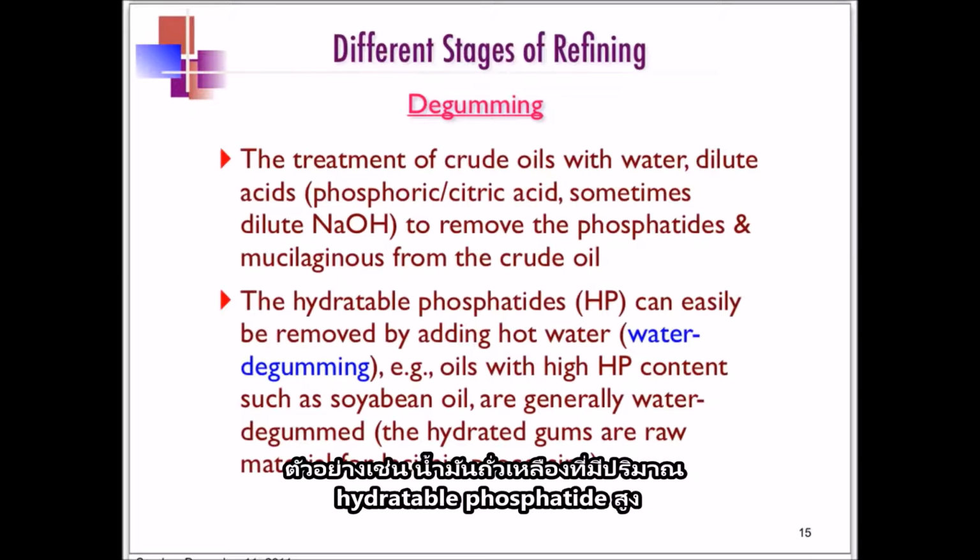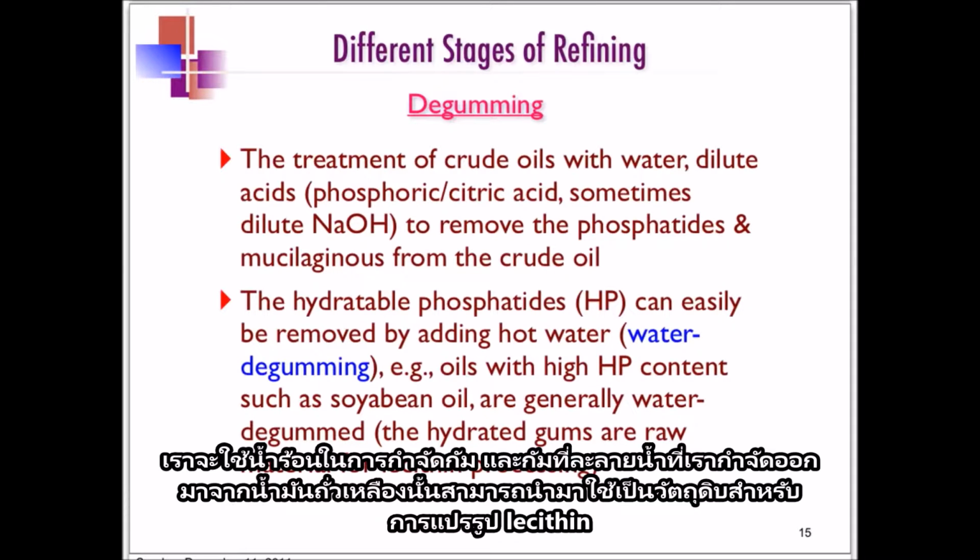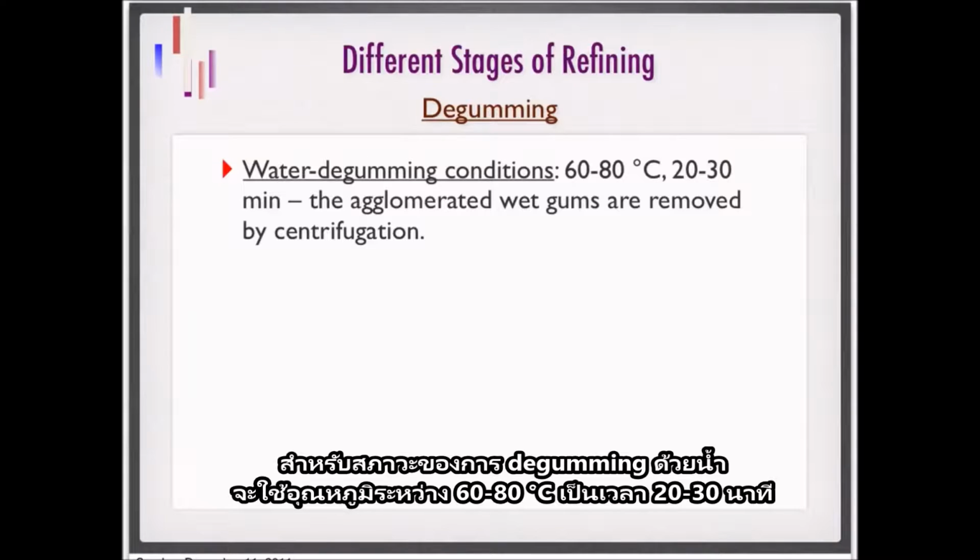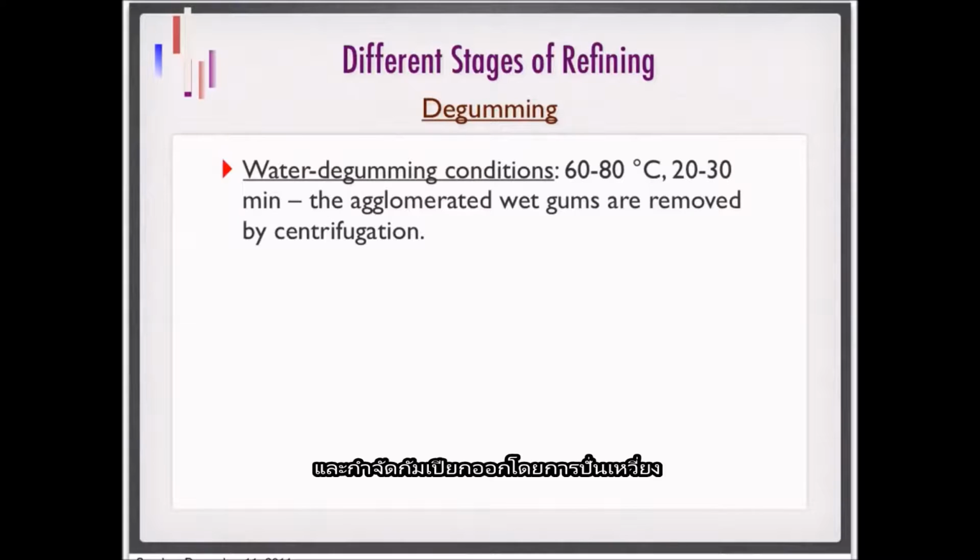For example, soybean oil contains a high amount of hydratable phosphatides. So we can use hot water to remove the gums, and the hydrated gums that we remove from the soybean oil actually can be used as a raw material for lecithin processing. For water degumming, these are the conditions: the temperature between 60 to 80 degrees Celsius, and the time between 20 to 30 minutes. And the wet gums that are formed can be removed by centrifugation.